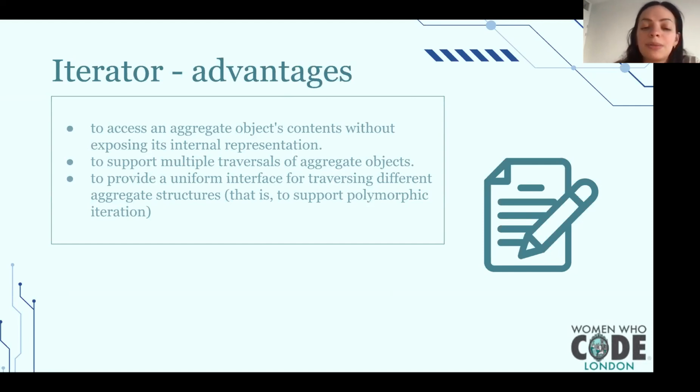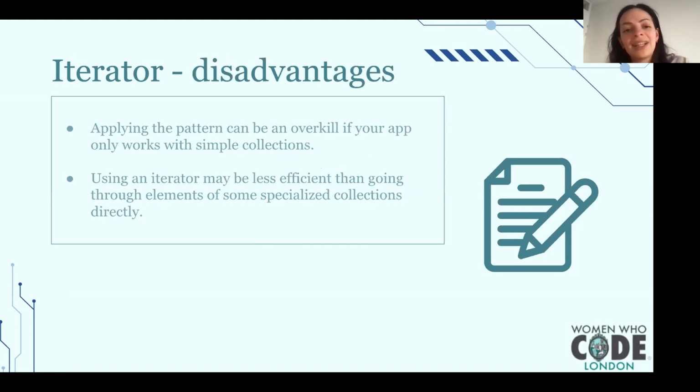So you can support multiple traversals of aggregate objects. Aggregate objects are your collection. Multiple traversals means the iterator and the uneven iterator. This is an advantage, you can also have uneven iterators. And the idea of this pattern is to provide a uniform interface for traversing different aggregate structures. And that's basically what they did. And that's basically what Java used. Java used this uniform interface.